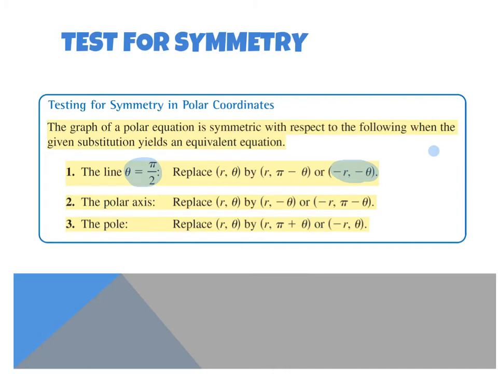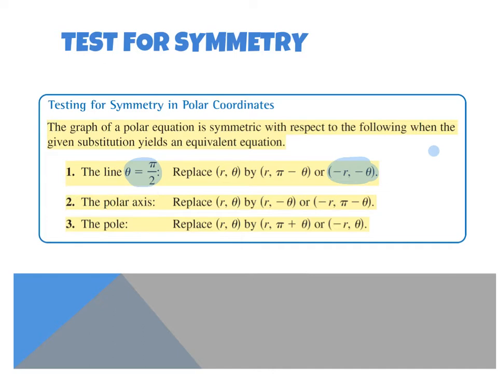So the first one, which is going to tell you if it's symmetric to the pi over 2, which is your vertical axis, I'm going to do this. I'm going to change the r, because I'm not going to plug in points yet. I'm going to literally, in my head, change the r to negative r, change the theta to negative theta, simplify it, and see if it goes back to the original, or if every single term's the exact opposite. If that's the case, then I know it's symmetric to the y-axis, which is pi over 2.